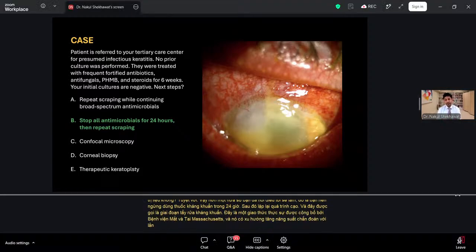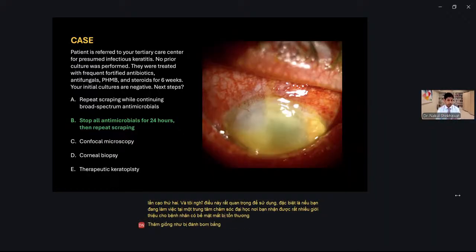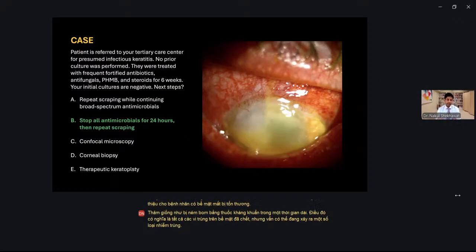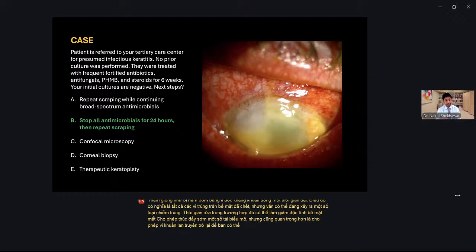And I think this is very important to utilize, especially if you're working at a tertiary care center where you're getting a lot of referrals for patients where the ocular surface has been carpet bombed with antimicrobials for a prolonged period of time. That means all the bugs on the surface are dead, and yet there's presumably some sort of infection going on. The washout period in that case can reduce ocular surface toxicity, enable early promotion of some reepithelialization, but also importantly allow bugs to propagate again so that you can more likely detect something on your next scraping.